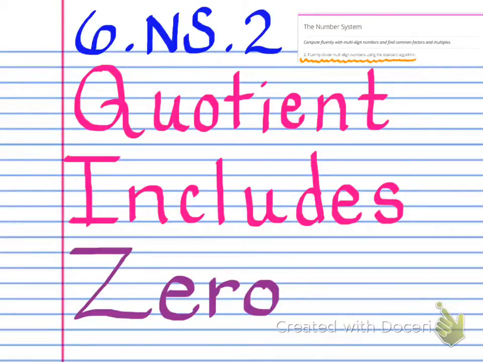This is Ms. Rickfelder coming to you today with quotients that include 0. So this is still part of the fluently divide multi-digit numbers using the standard algorithm. This is basically just sort of like a special case scenario, or the ones that you guys normally have problems with when there's a 0 in the answer itself. So let's go ahead and take a look at what we have here today.